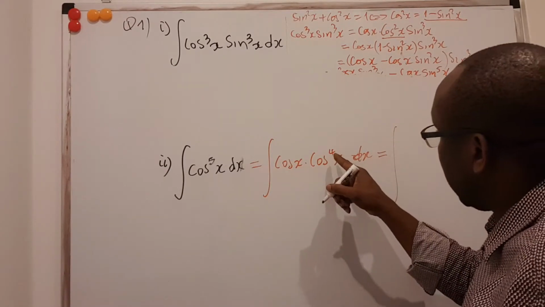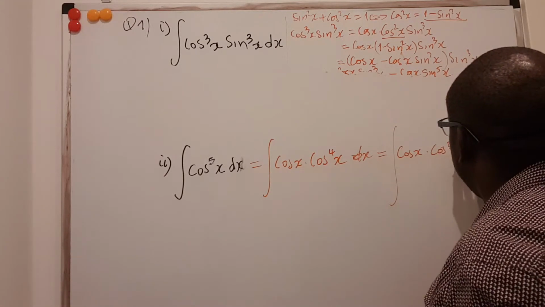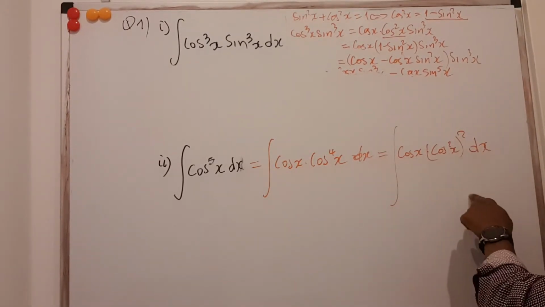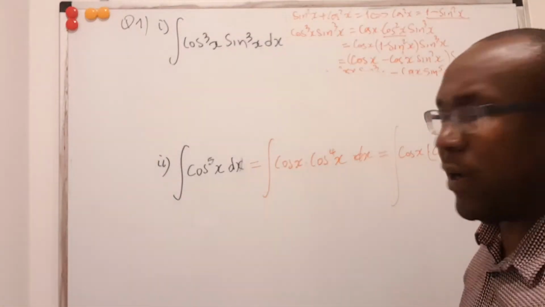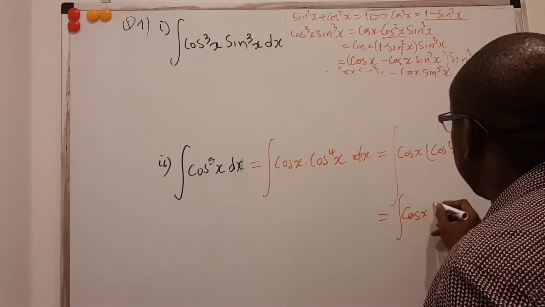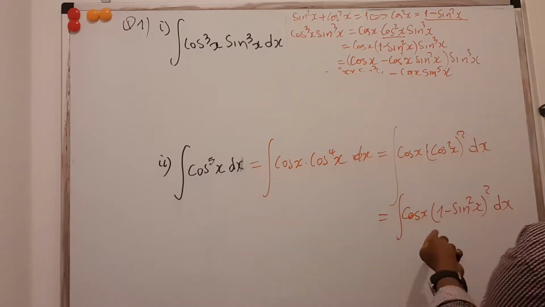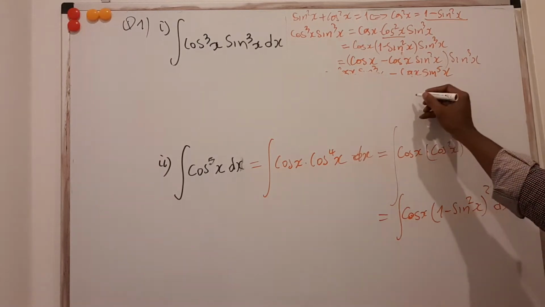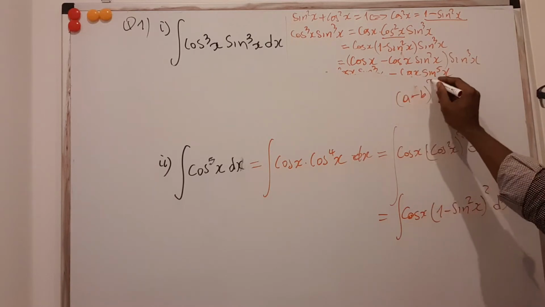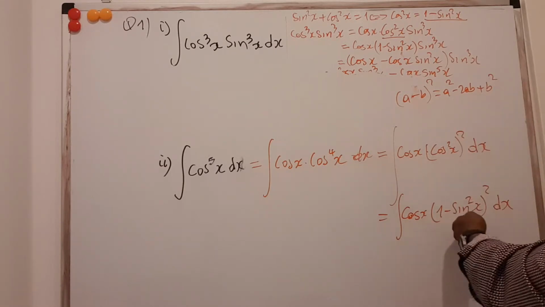So I can actually say this can be written as cosine of x times cosine squared of x, all that squared dx. Yes, because 2 times 2 will be 4. So cosine squared times cosine squared is cosine to the fourth power. So if I do that, then this is simply the integral of cosine of x into 1 minus sine squared x, all that squared dx. I'm left to expand this out. A minus b, all that squared is simply a squared minus 2ab plus b squared. So we will just do that for this expansion.